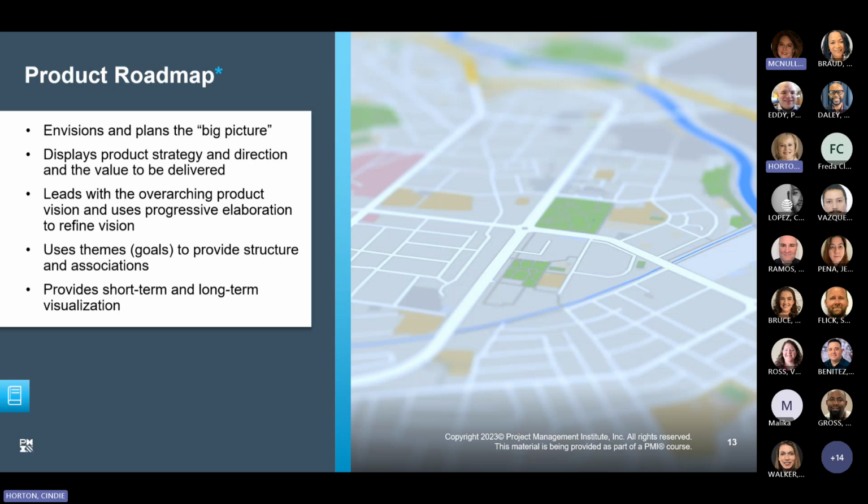So often, if you were communicating with executives and so forth, you'd be sharing what your product roadmap is with them when you're talking about your project. Characteristics of a product roadmap are listed here. A product roadmap envisions and plans for the big picture. It displays your product strategy and direction and the value that you're going to be delivering. It leads with an overarching vision of the product or service. What value are we looking to deliver here with this project?